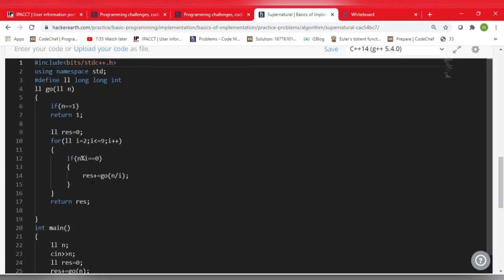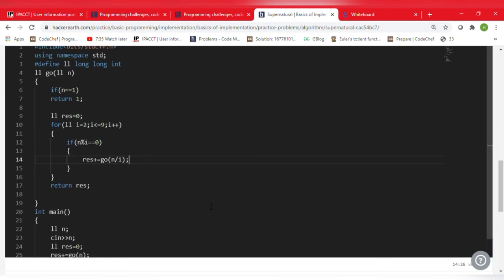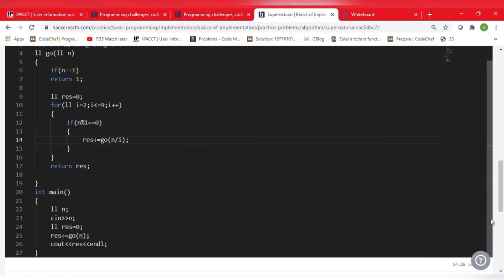So let us look into the code. Our base condition is: if n equals 1, that is the quotient is equal to 1, then return 1. Otherwise, if n is greater than 1, we loop through the digits 2 to 9, because those are all the possible digits we can have, and if n is divisible by any of the digits, then we pass the quotient n by i to the recursive function, and that will be further recursed, as we have seen in the recursion tree. So this is the solution.